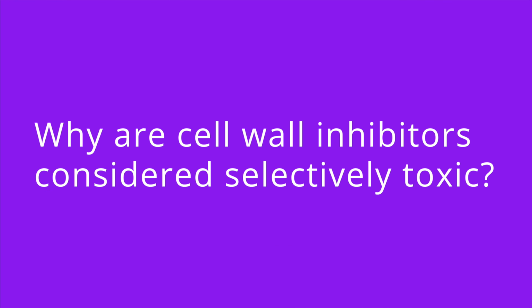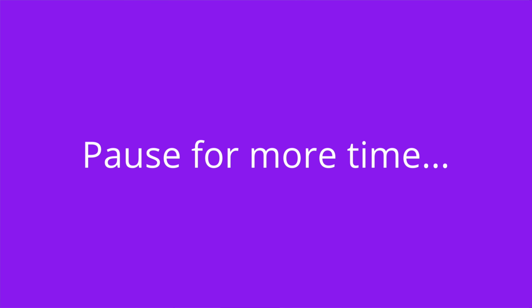And question number 3. Why are cell wall inhibitors considered selectively toxic? The answer is they are considered selectively toxic because they target the synthesis of peptidoglycan in bacterial cell walls. Human cells do not contain peptidoglycan or cell walls for that matter.